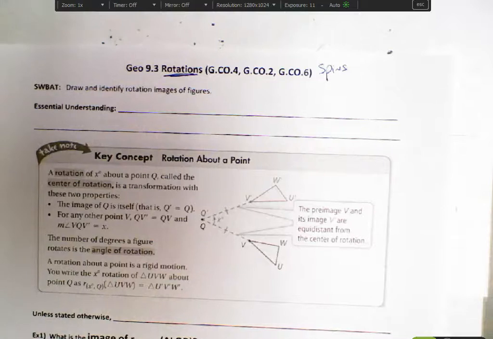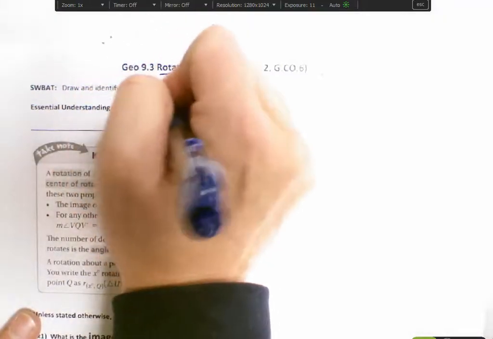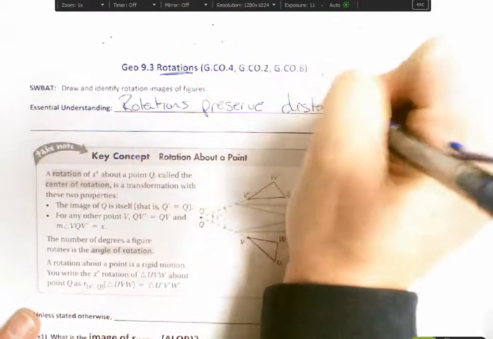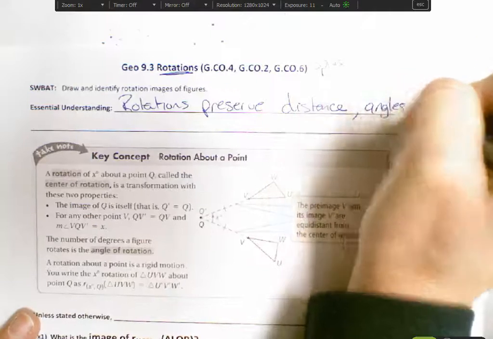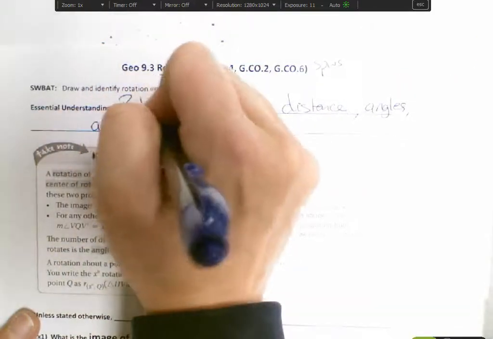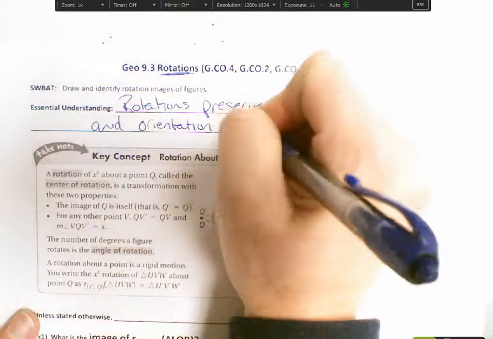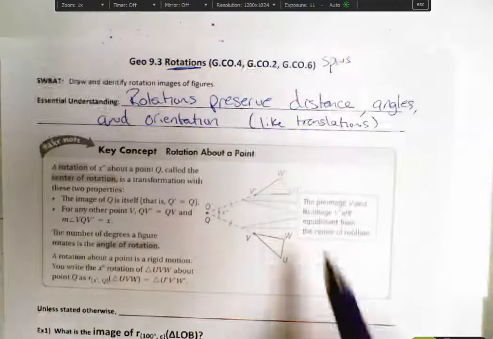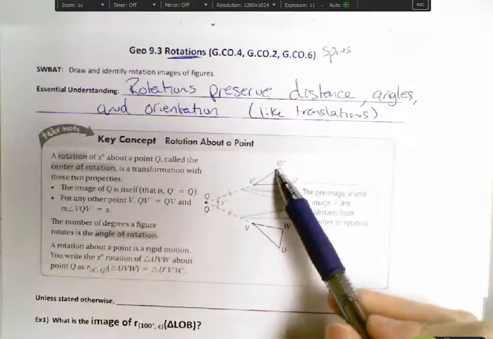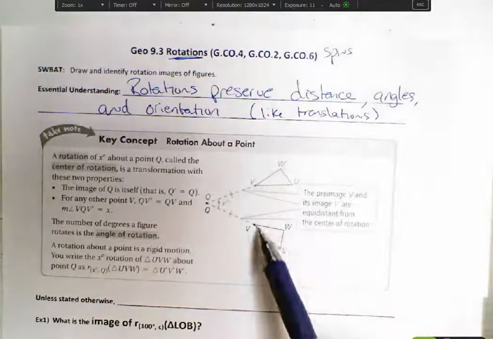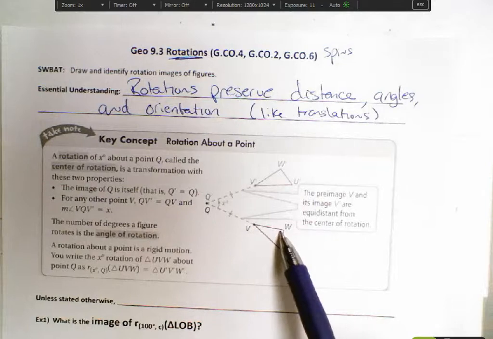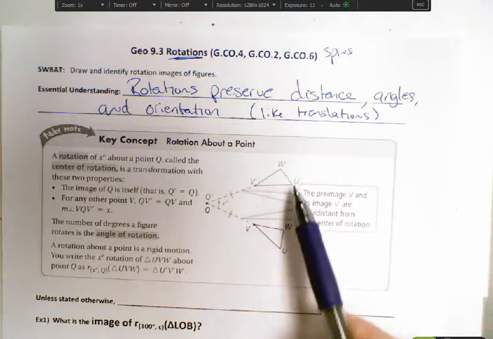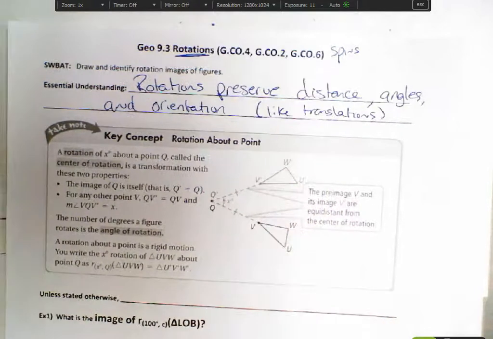So essentially what we need to know is that rotations preserve distance, angles, and orientation. So just like translations, when we rotate, our figure does not change at all. The distance between the two corresponding pieces remains the same. Nothing changes there. And angles remain the same. Orientation goes the same direction, so in this case, clockwise.